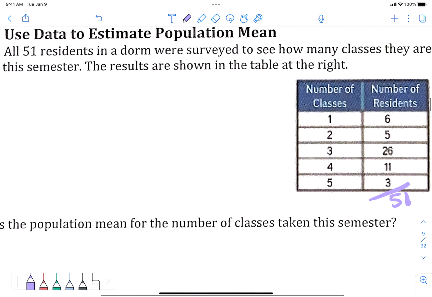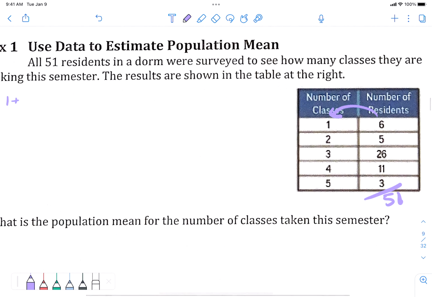What do you think? 6 times 51. There are 6 ones, which means there is a 1 6 times. Don't write this down. 1 plus 1 plus 1 plus 1 plus 1 plus 1. There's 6 ones. There are 5 twos, so 2 plus 2 plus 2 plus 2 plus 2. There are 26 threes. 3 plus blah, blah, blah. That's going to take forever, right?